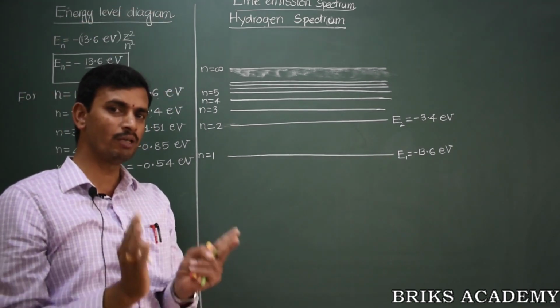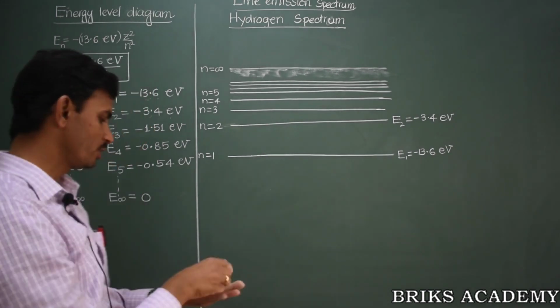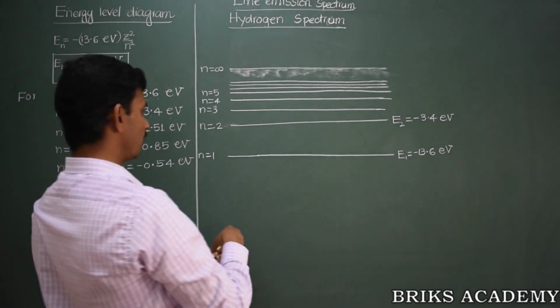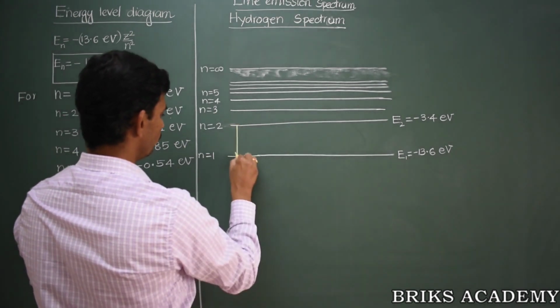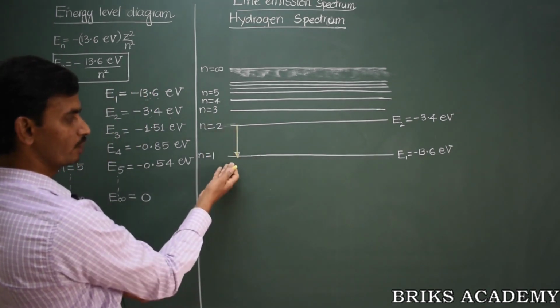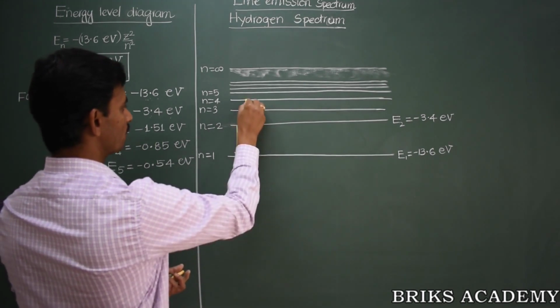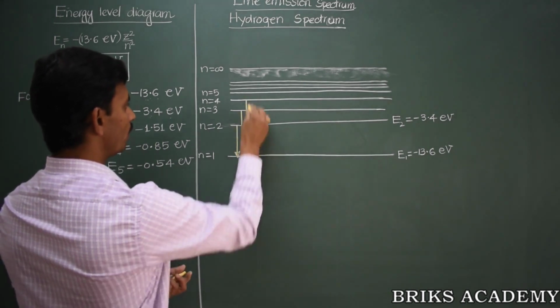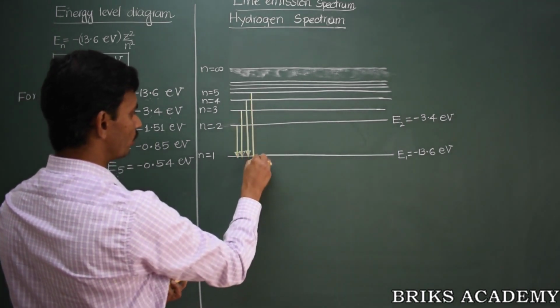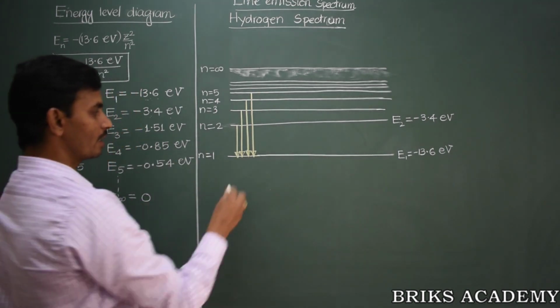Therefore, they all emit one particular kind of electromagnetic wave. If they come down directly to the ground state, say a few atoms are coming like this from 2 to 1, few more atoms are coming down from 3 to 1, some more atoms are coming down from 4 to 1. They may come from anywhere but to the n equal to 1 state. They all can emit one particular kind of radiation.